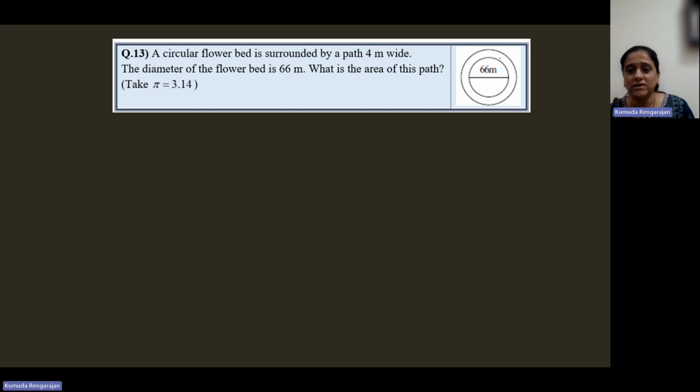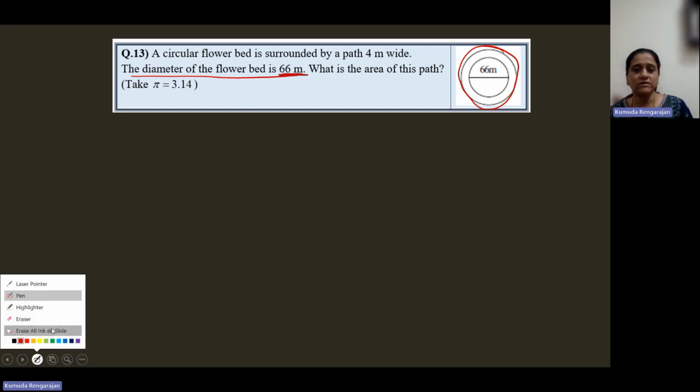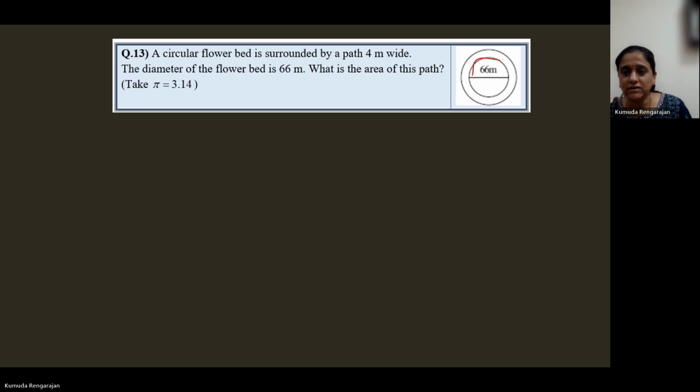So how do we understand that? Now the doubt is, why can't we take this one as the flower bed? That's not the flower bed because the diameter of the flower bed is given as 66. And in the figure, this is the circular portion with the diameter 66. So that means this is the flower bed. This is full of flowers. And you three girls are walking around like this.